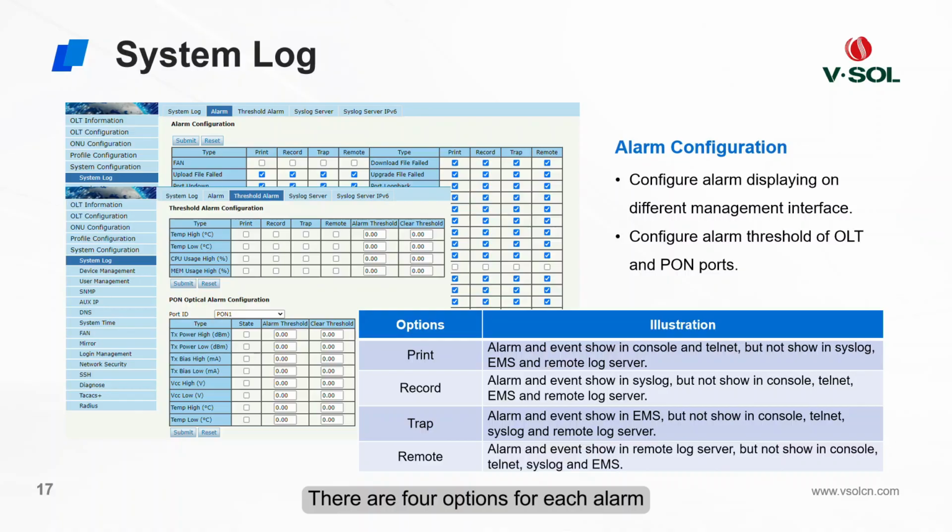There are 4 options for each alarm. Print. Alarm and event show in console and telnet, but not in syslog, EMS, and remote log server. Record. Alarm and event show in syslog, but not in console, telnet, EMS, and remote log server.